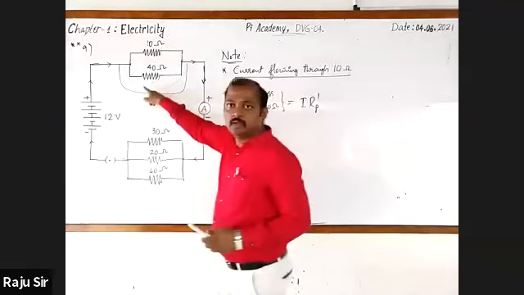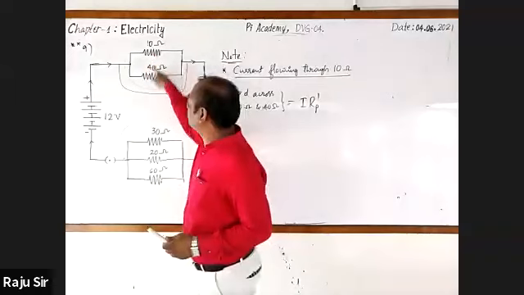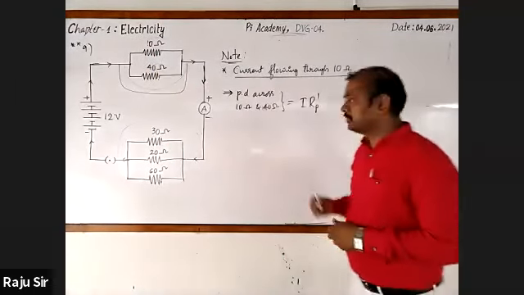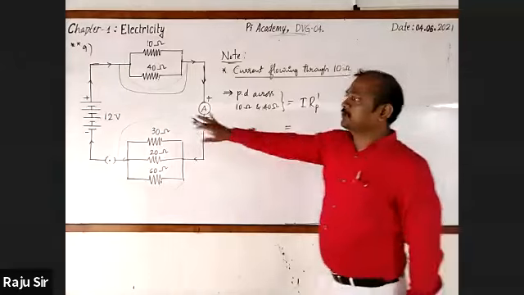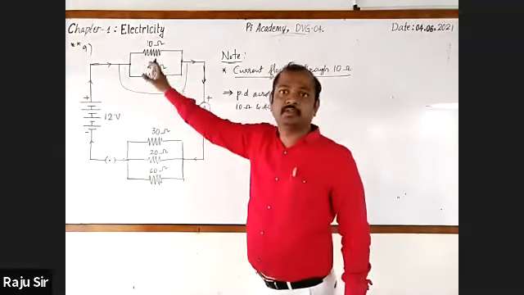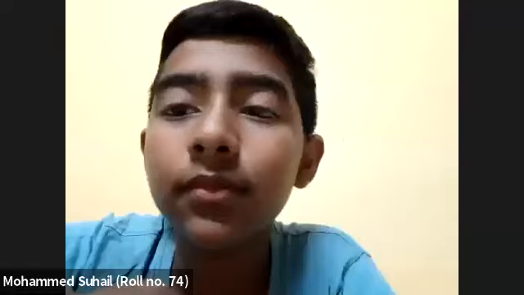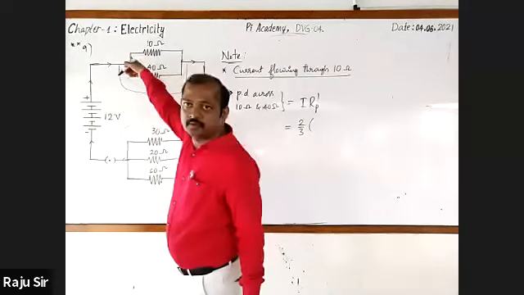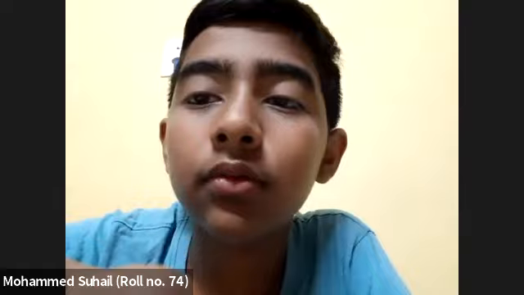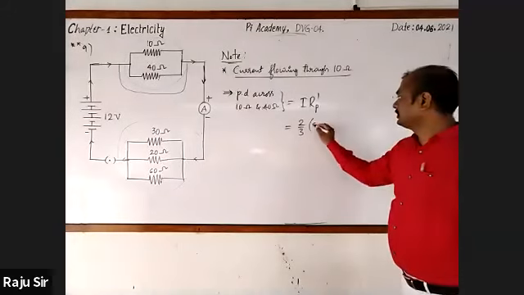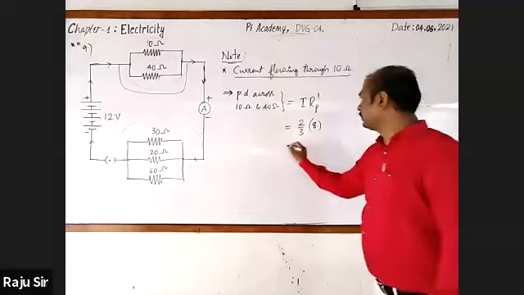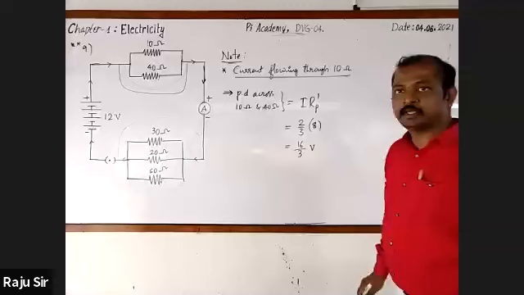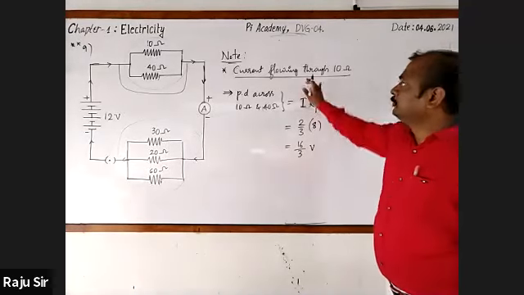We know the total electric resistance of the 10 ohm and 40 ohm. Now you tell me, what amount of current is flowing in the entire circuit? 2 by 3. Then what is RP dash? 8 ohm, sir. But we have already calculated 8 into 2 by 3, which is equal to 16 by 3 volts. We want the current.